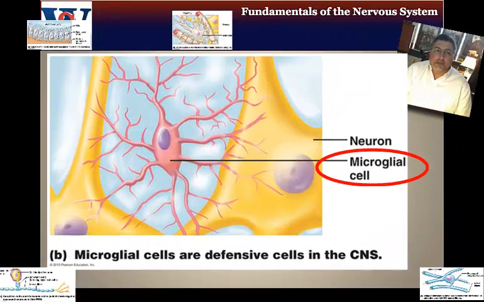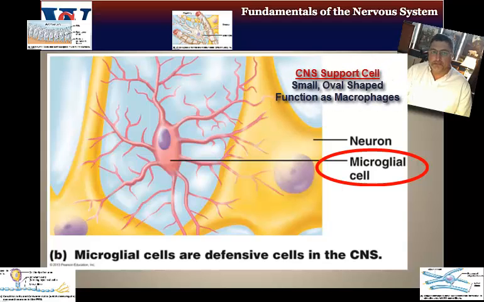The second type of support cell that we would find is going to be a microglial cell. Microglial cells are going to be small, oval-shaped cells with thorny projections. And they function in the central nervous system as a macrophage. Remember what a macrophage is? A macrophage is a cell that's specialized in eating microorganisms and or cleaning up the cellular debris that may be accumulating there. They're sort of like the garbage collectors of the central nervous system.